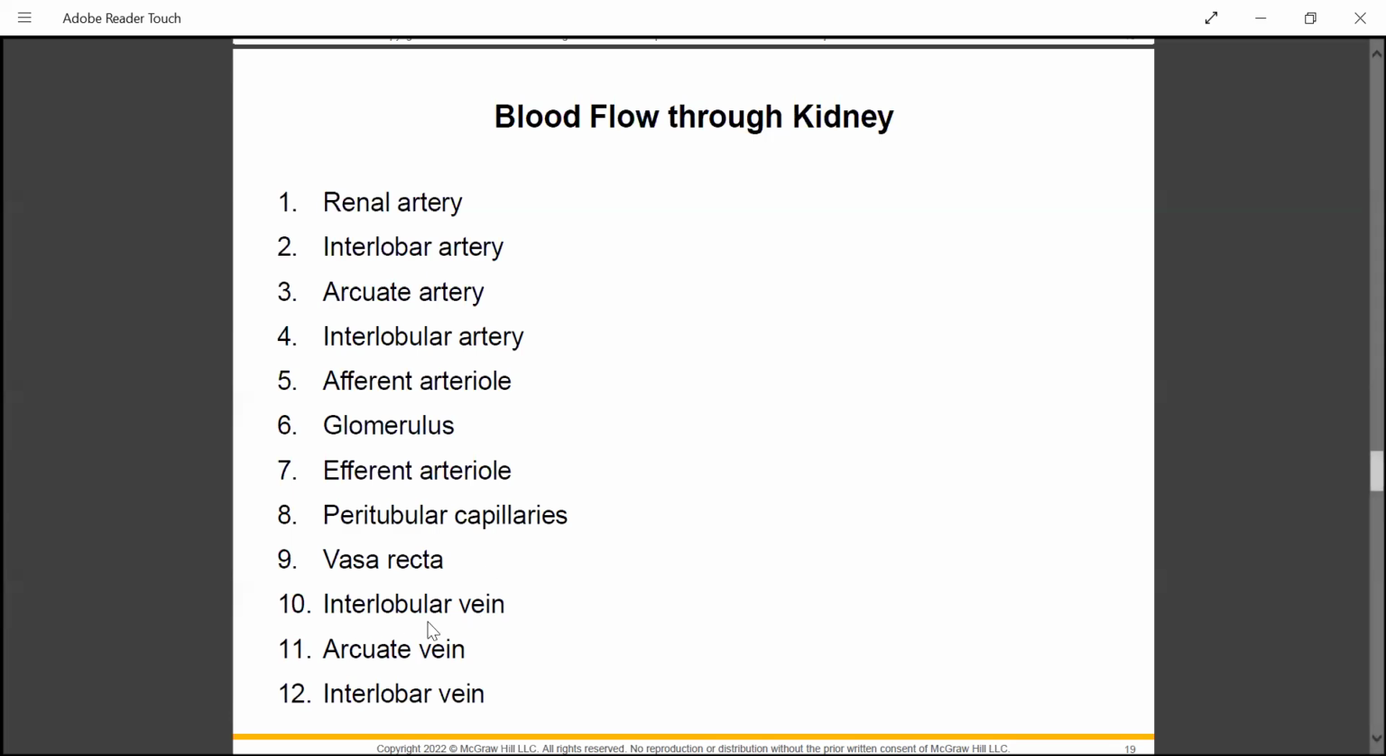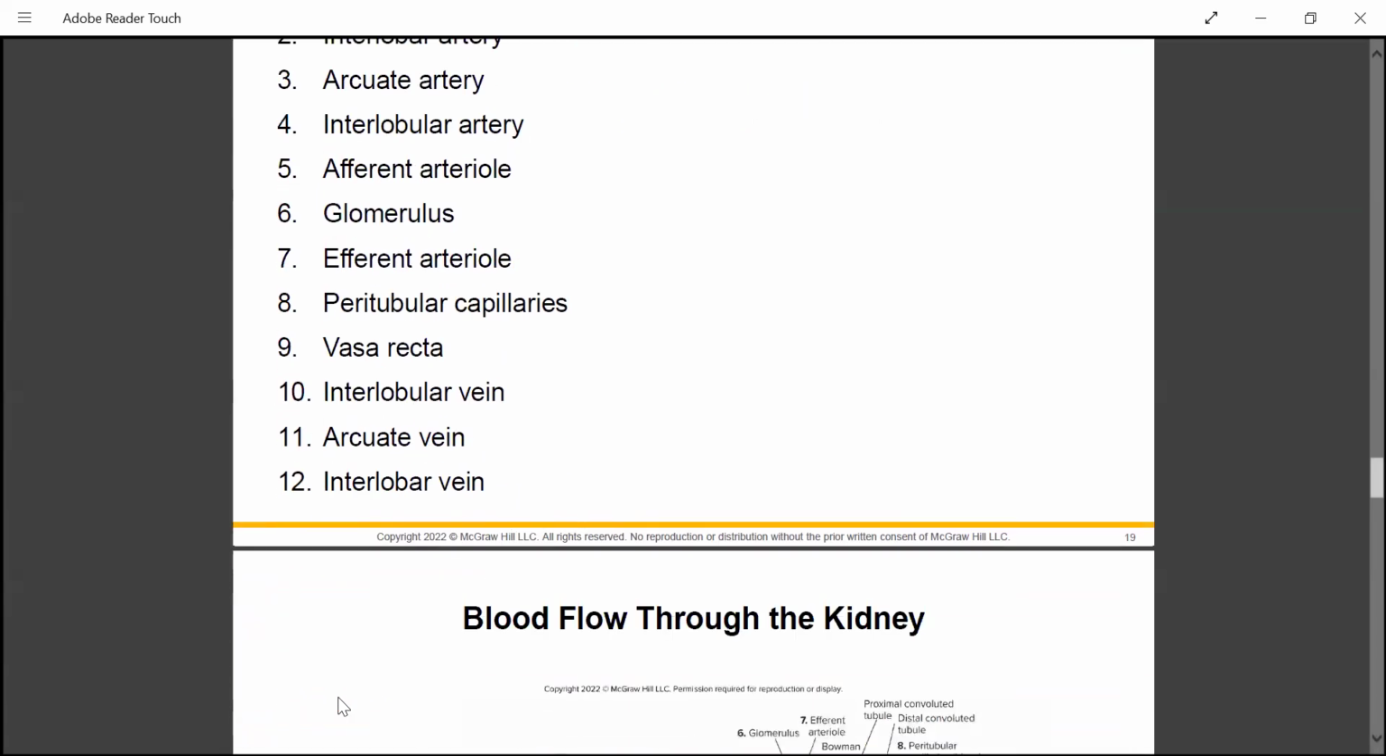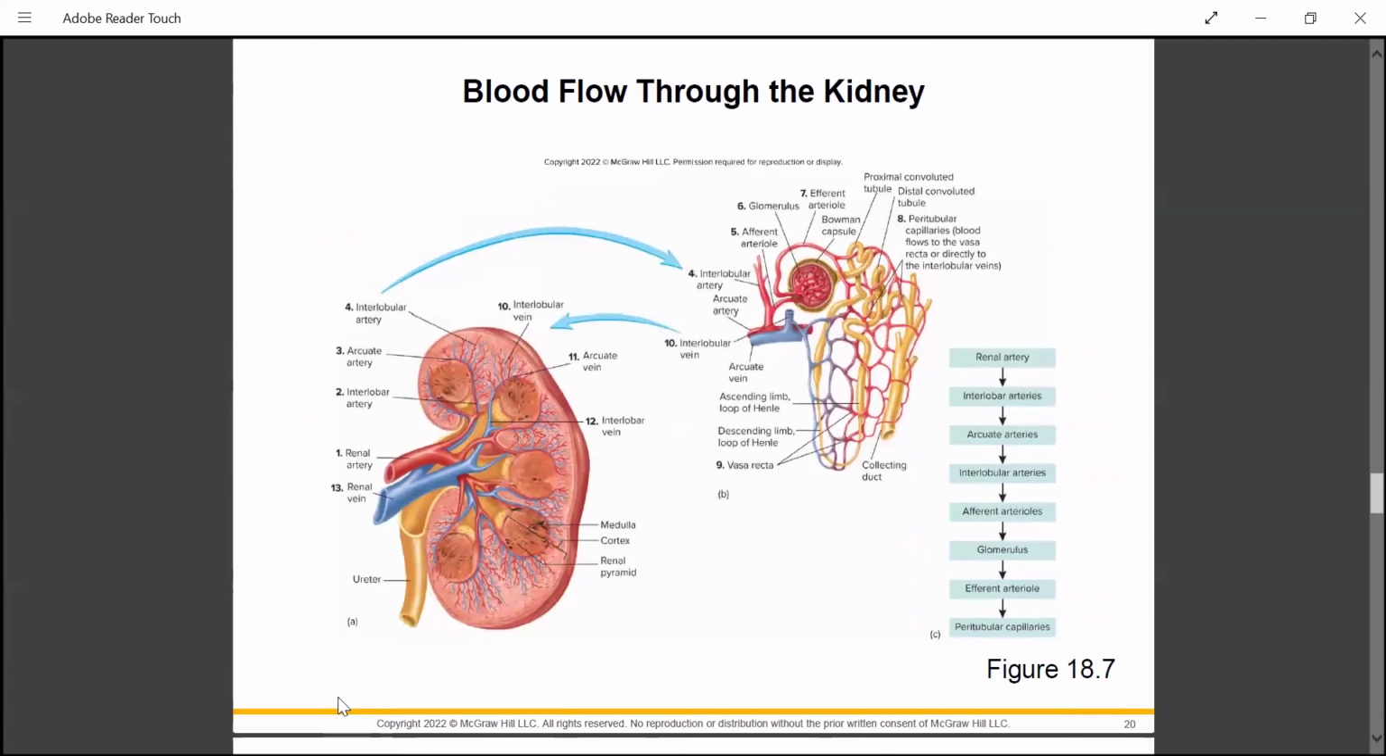Then we have an interlobular vein, just like we had an interlobular artery, the arcuate vein, like we had an arcuate artery, and then the interlobar vein. And if we had a number 13 here, we would be at the renal vein. This puts it in order, 1 through 13. This is a good way to practice how that blood flow happens.